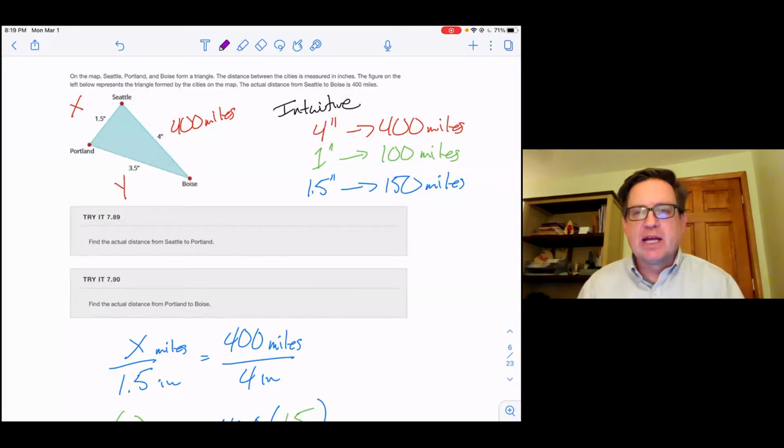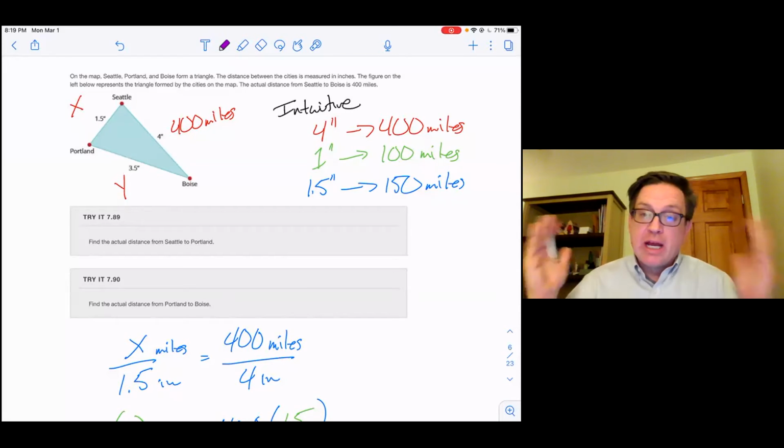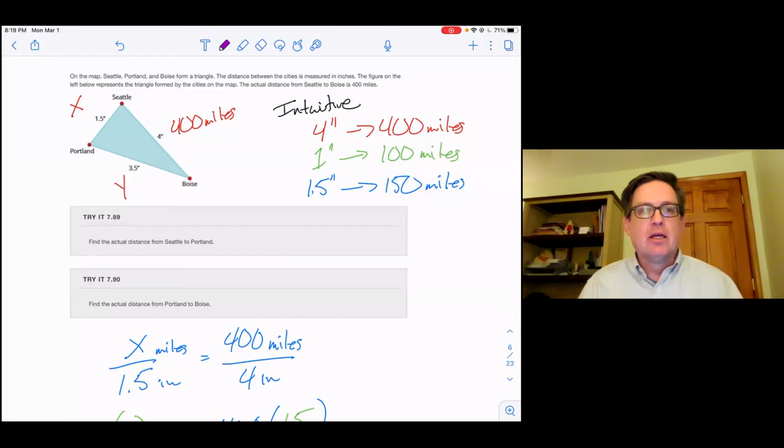Here's an example we did in class where we used proportions for areas and map scaling. In this example, we had this little triangle. There was a map of Seattle, Portland, and Boise. In the map scale, the distances on the map were 1.5 inches, 4 inches, and 3.5 inches. And we know that the actual physical distance is 400 miles.